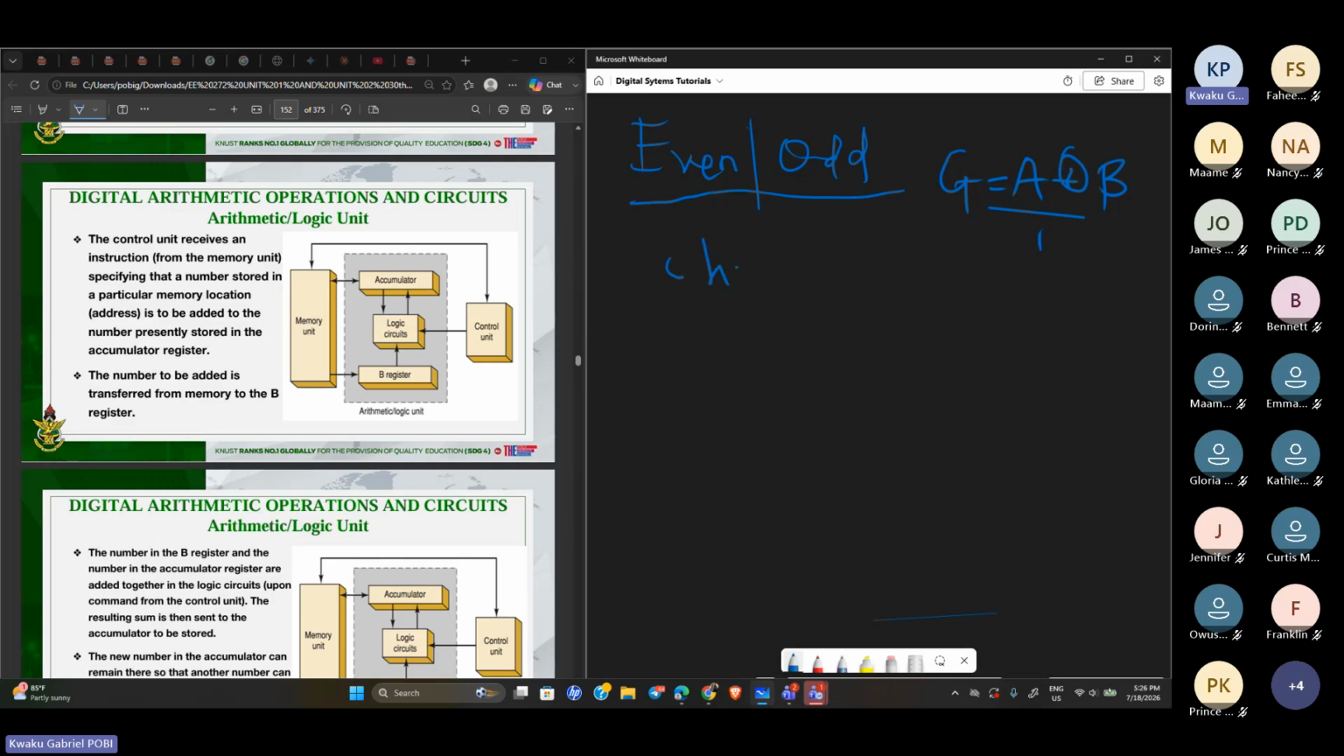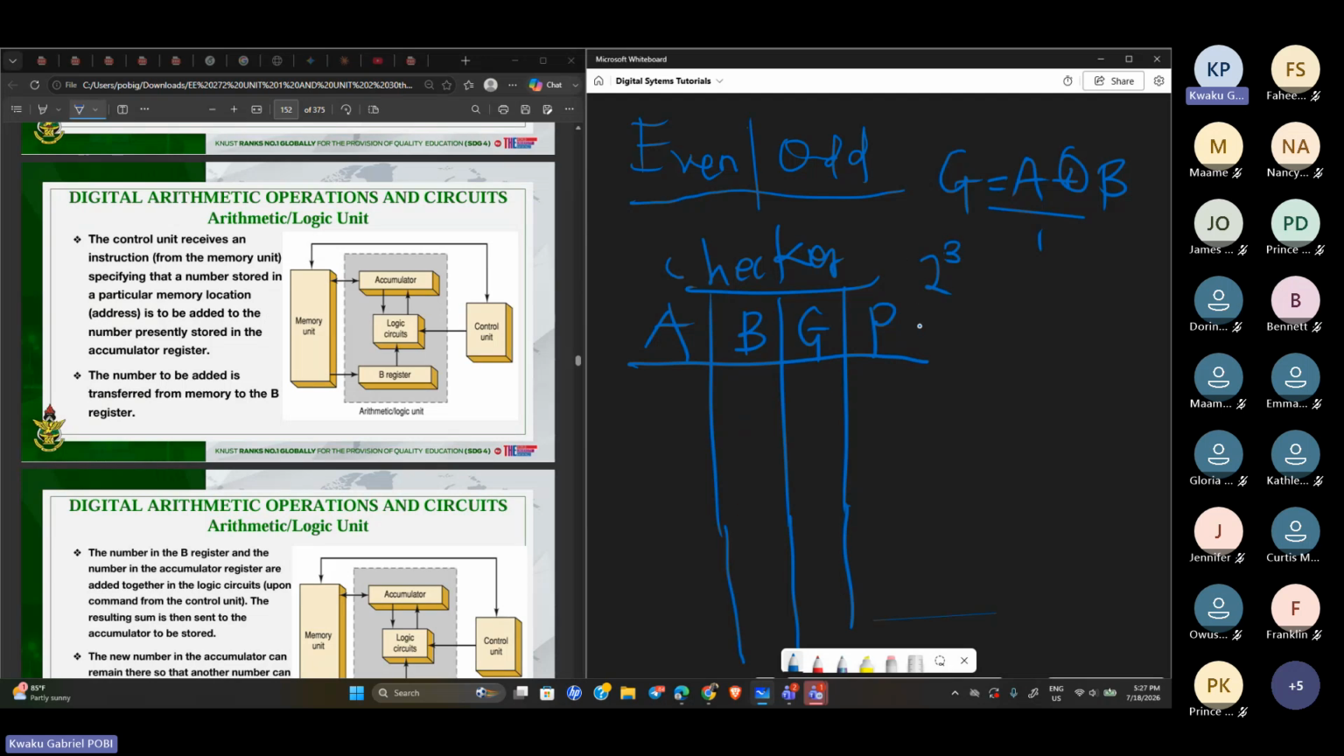So here is the checker that we are going to make. With the checker, the inputs coming to the receiver would actually be 3 inputs: A, B, and G. Let me put P here as your parity checker. And whenever you have 3 inputs, you know that it's going to be 2 to the power what? 3. So it means you have 8 possibilities.